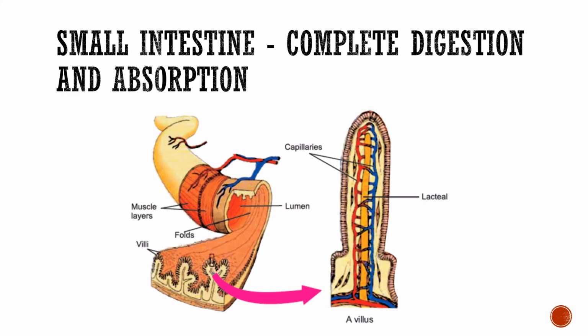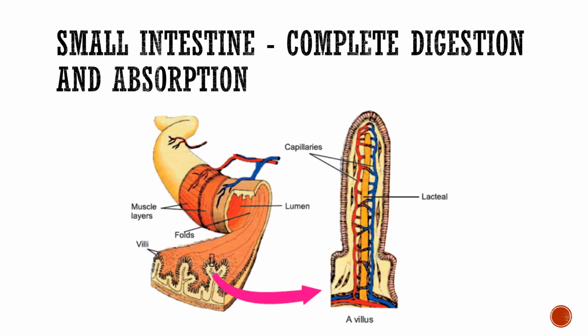There are circular folds in the inner walls of the ileum. These folds have numerous finger-like projections called villi. Villi increase the surface area of the inner walls, and it helps a lot in the absorption of digested food. Each villus is richly supplied with blood capillaries and a vessel of the lymphatic system called a lacteal.